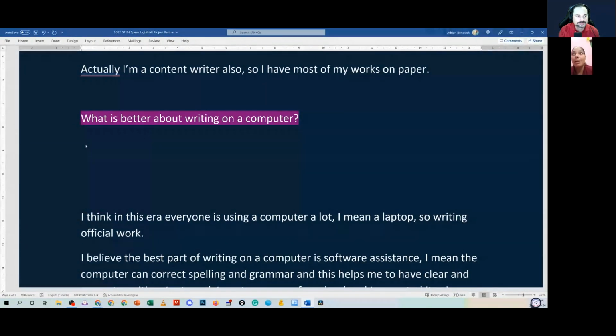Computer is far better than paper and pen writing because you can correct many of your mistakes with, as you said, Grammarly. But from my point of view, I prefer paper and pen more than computer.